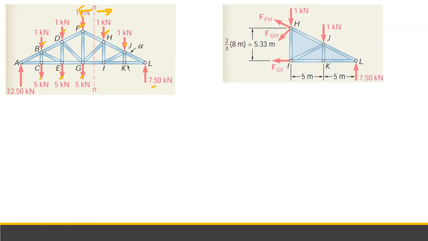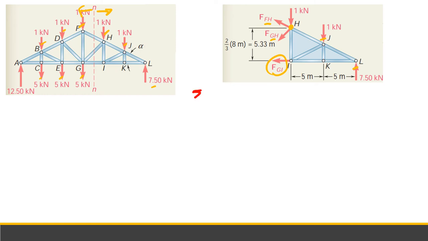Okay, so cutting the section, this will now be the figure or the free body diagram. So solving for member, ano yung solve natin? So ano yung mas madaling gawin dito? So we'll solve for member GI. Kasi we can have a moment at H to eliminate FFH and FGH muna, and then tatlong forces na lang yung natira. So that is 1 kN and yung 7.5 natin.